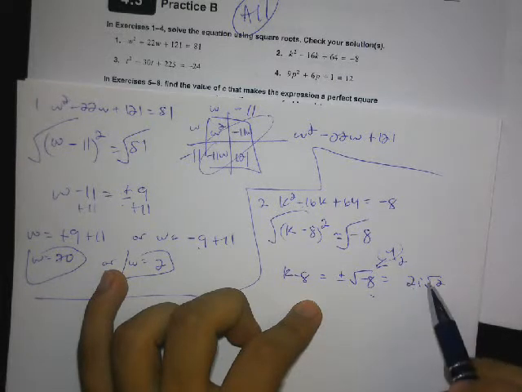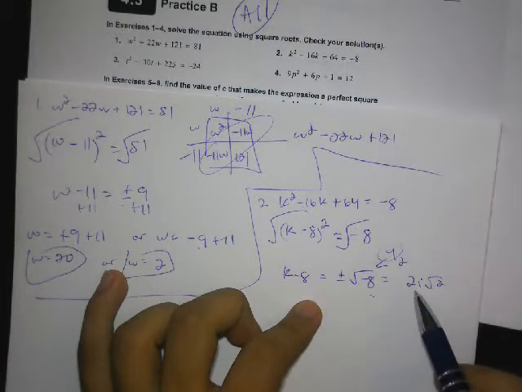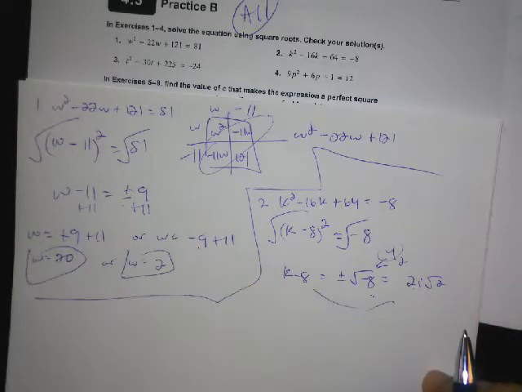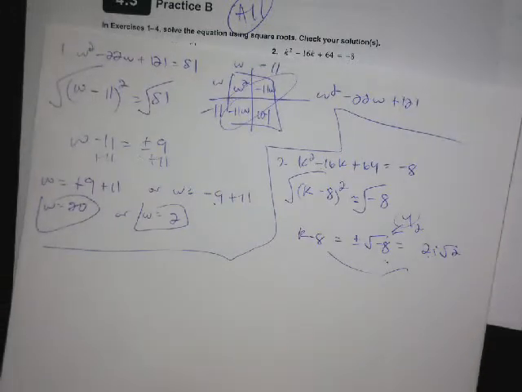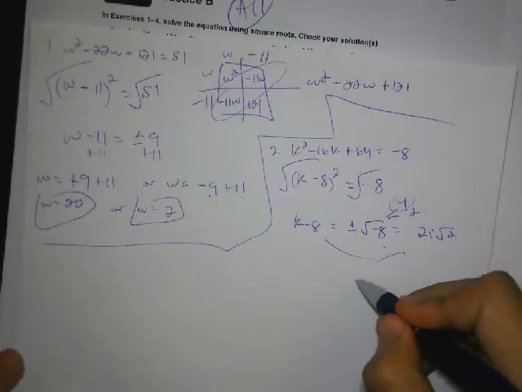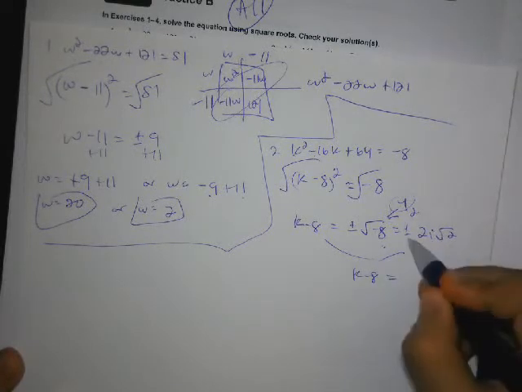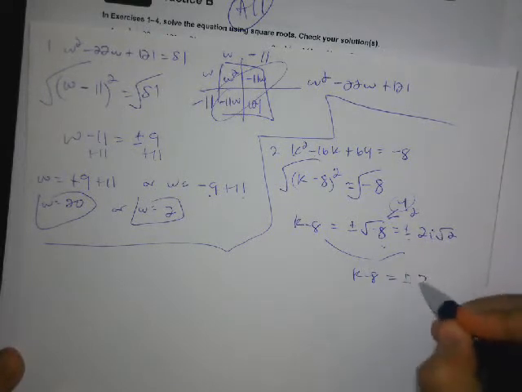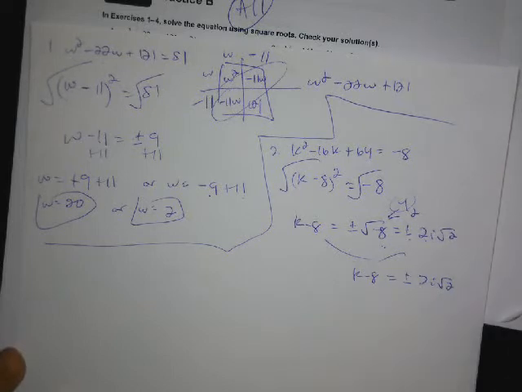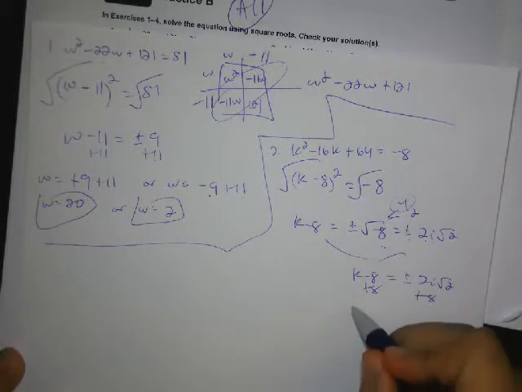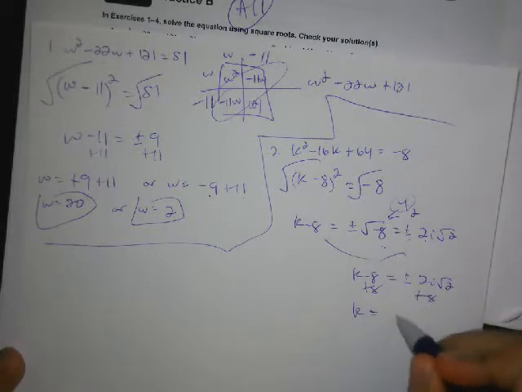So these two together, now we have k minus 8 is equal to plus or minus, I forgot it there, plus or minus 2i square root of 2. Add 8 to both sides, and here we have k is equal to 8 plus or minus 2i square root of 2. Final answer.